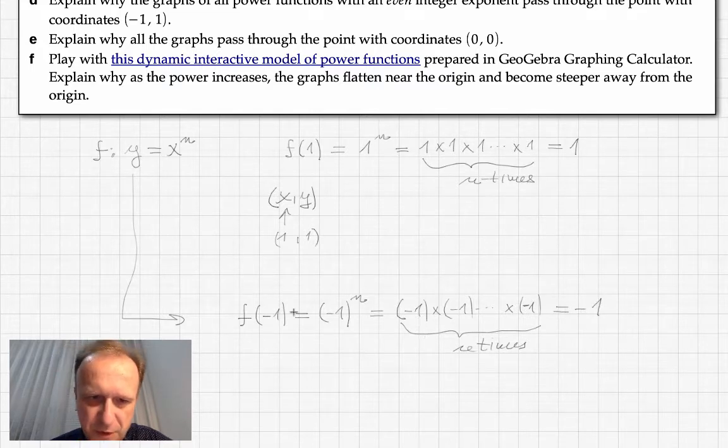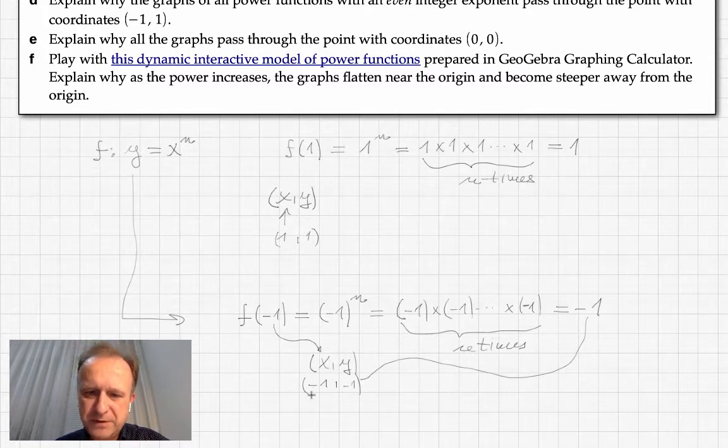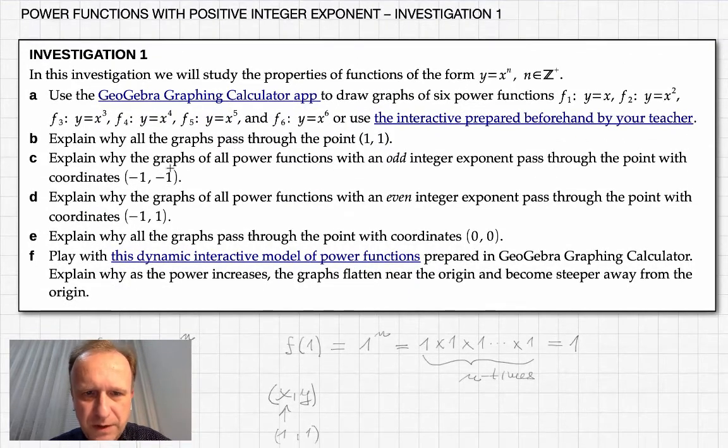And therefore, using the same logic as before, the point with coordinates x, y, which corresponds to this, will lie on the graph where x is the number that we have used here. So x has to be -1, and the y is the function value that we obtained, so it has to be also -1. So if you wanted to graph this point, it would be there in the graph and its coordinates would be -1 and -1. So again, it explains the fact that all the odd integer power functions pass through the point with coordinates -1 and -1.